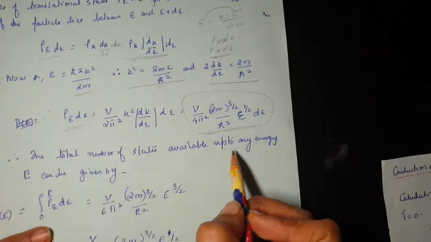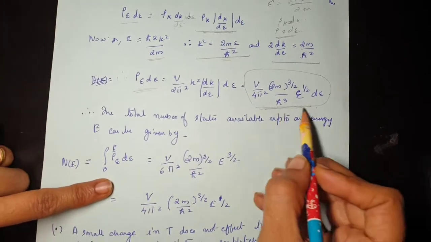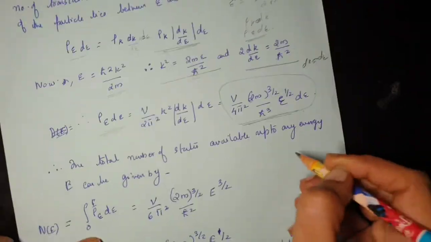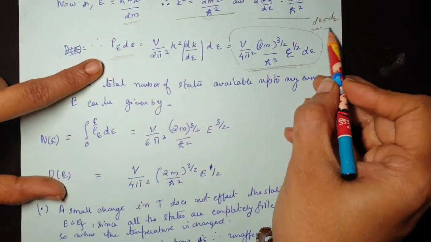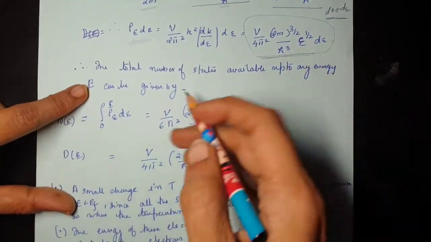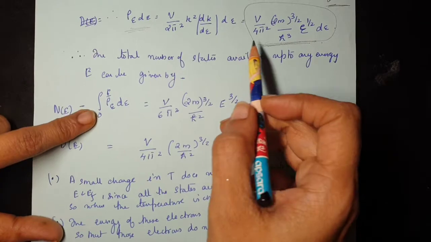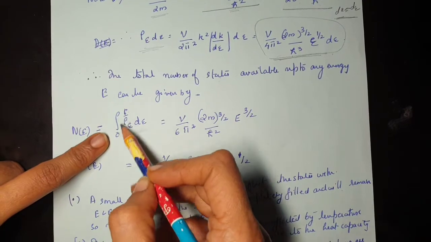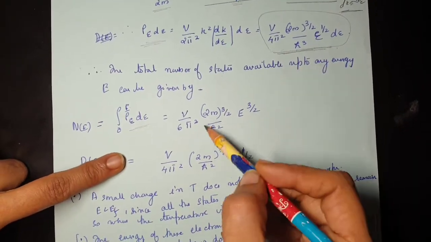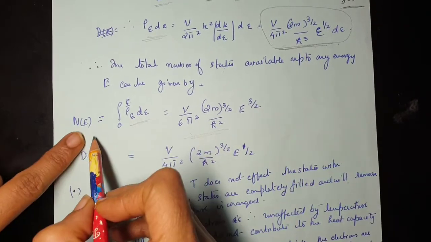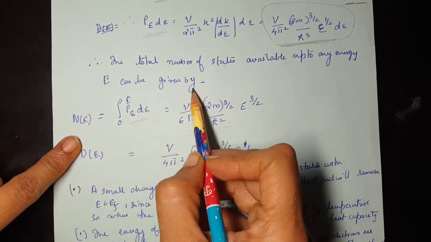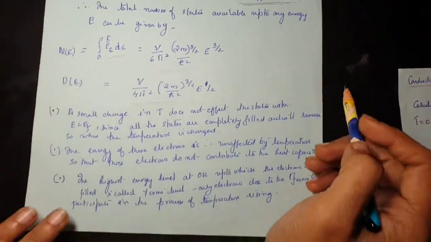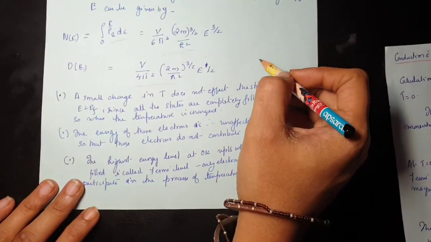Now the total number of states available up to any energy E. This is the number of states that I have got in that specific volume, but now I want to find it up to any energy E. I just integrate this formula up to energy E. So ρ(E) dE, I am integrating from 0 to E. Then when I integrate this equation, I get this. This is given as the total number of states available up to any energy E, and this is your density of states.